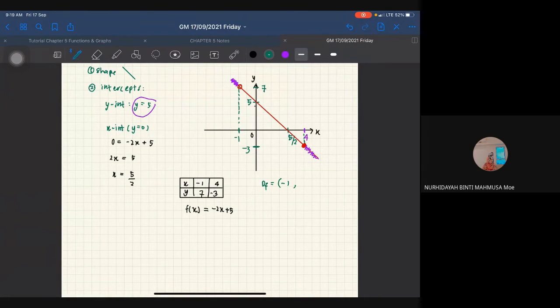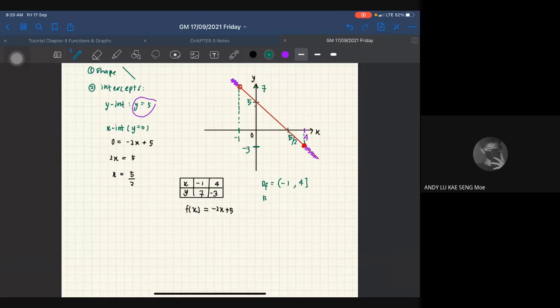Okay. So dia akan pergi sampai what is the highest values of X that the graph take? 4. And then dia adalah closed bracket. So dia closed bracket sebab this one adalah coloured. Okay. So itu adalah awak punya domain.